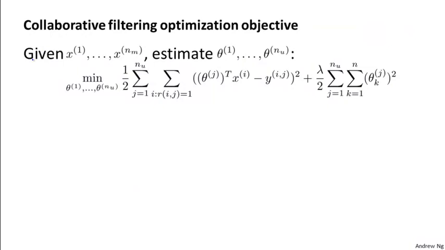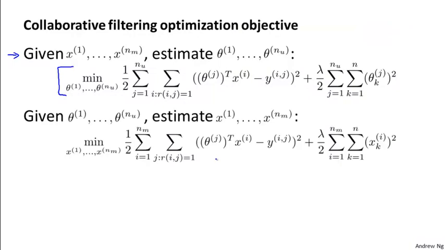So one of the things we worked out earlier is that if you have features for the movies, then you can solve this minimization problem to find the parameters theta for your users. And then we also worked out that if you are given the parameters theta, you can also use that to estimate the features x, and you can do that by solving this minimization problem. So one thing you could do is actually go back and forth, maybe randomly initialize the parameters and then solve for theta, solve for x, solve for theta, solve for x.